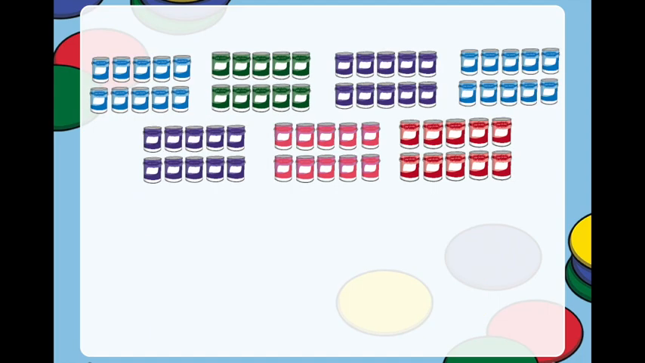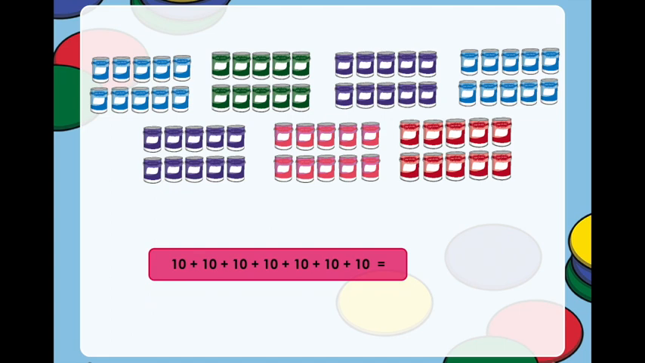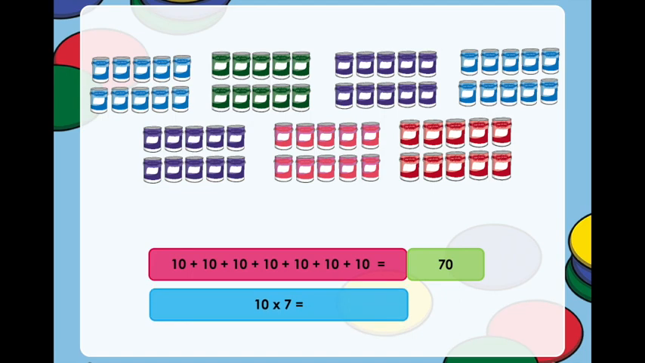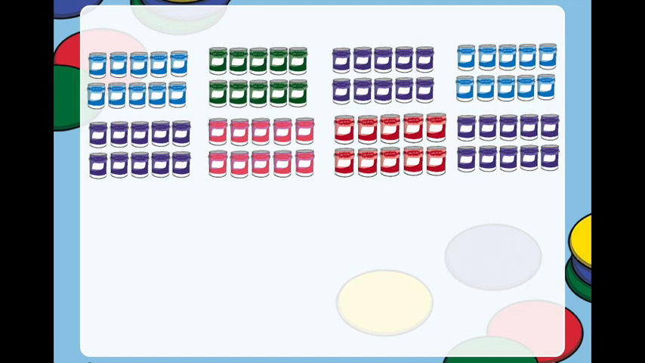Now how many groups of paint do you see here? If you've guessed 7, well done. So now we're going to add the number 10 7 times. And we can count in tens to find out the answer. 10, 20, 30, 40, 50, 60, 70. So there are 70 cans of paint here. To make it easier, we can say 10 times 7, which is equal to 70.